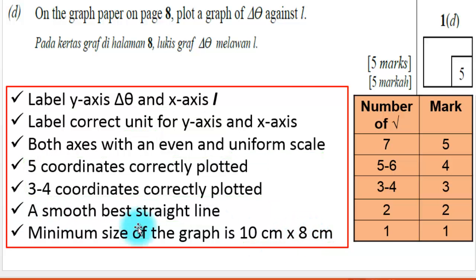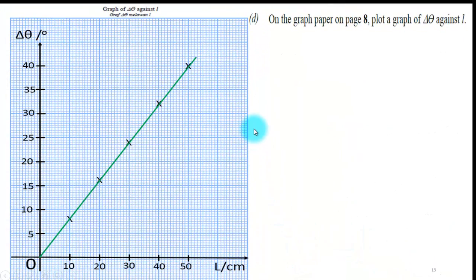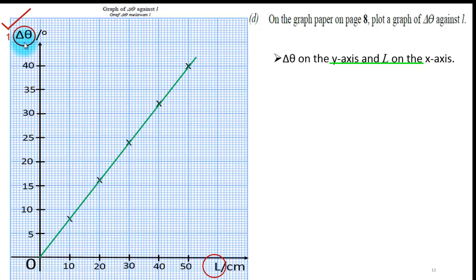Okay, so I already prepared this. The graph is already plotted for you. The first tick will be for the labeling of the axes, just like this. So delta theta, vertical axis, L, horizontal axis. This is the first tick. The second tick will be for the unit: vertical axis, degree, horizontal axis, centimeter. So both correct. This is the second tick. But if let's say one is wrong, you will not get the second tick. Both must be correct.